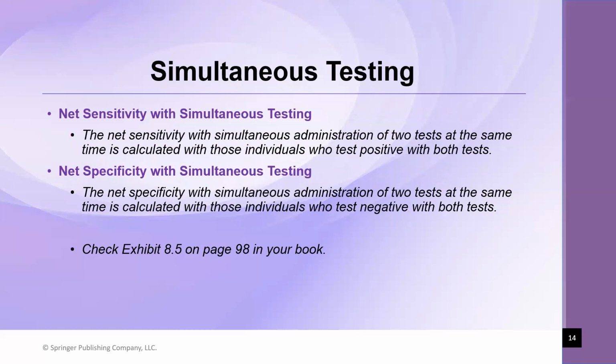Simultaneous testing uses two tests for a disease at the same time. There is a net gain in sensitivity, but there is also a net loss in specificity compared to either test administered alone. So you can check this out. If you check out Exhibit 8.5 on page 98 of your book, it'll give you an example of the net results for simultaneous testing.